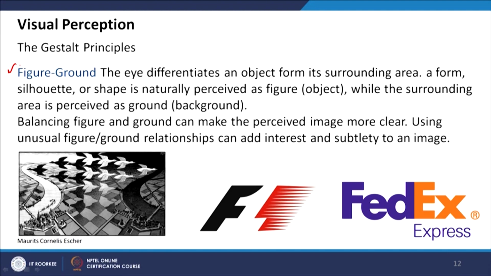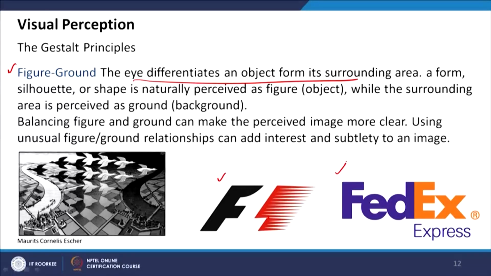Now another gestalt principle is the figure-ground relationship. We differentiate the object from the surrounding and perceive one object as a figure, and the other part of the composition as ground. So first let's have a look at these two designs. This is Formula One's logo. Here there is a dilemma in the figure-ground relationship.